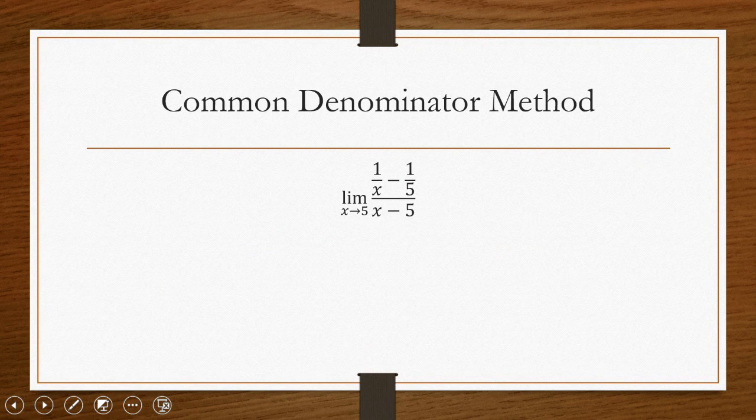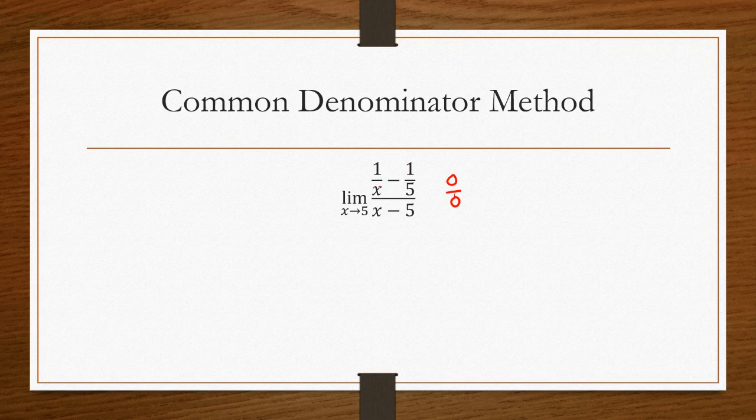The last thing that you might have to do is a common denominator. This is a fraction on top of a fraction, which is just awful to look at. I hate it, but I do notice that if I plug in 5, I get 1/5 minus 1/5, which would be 0, over 5 minus 5, which would also be 0. So it's indeterminate. And whenever I see fractions on top of fractions, I think, well, I'm just going to have to find a common denominator to make this look nicer.